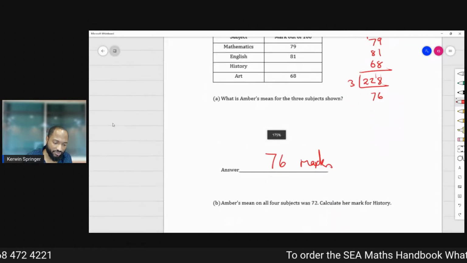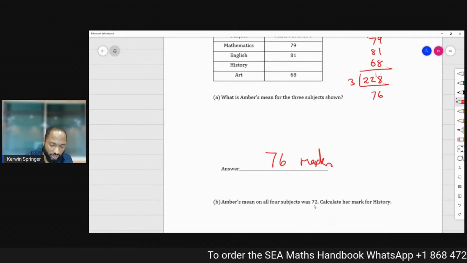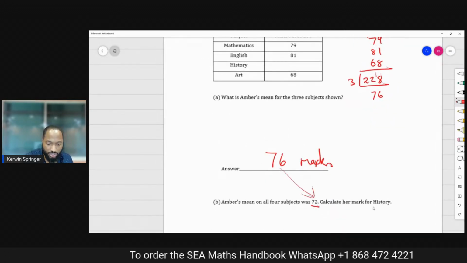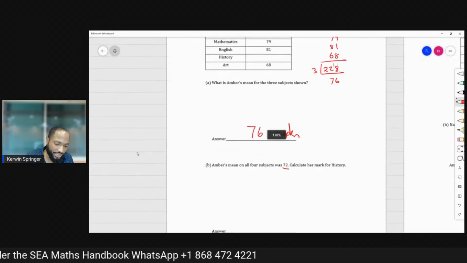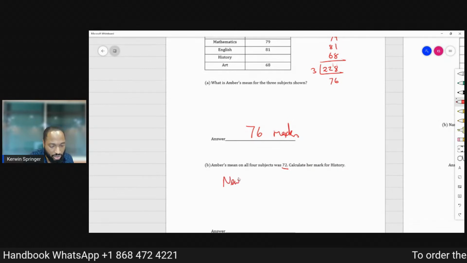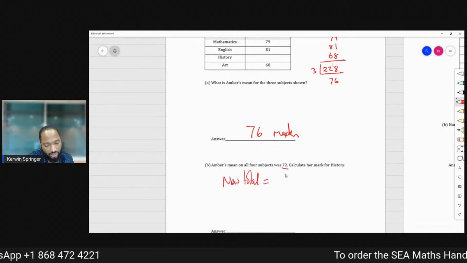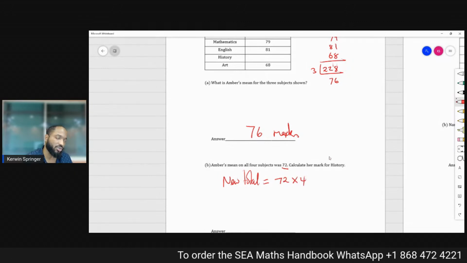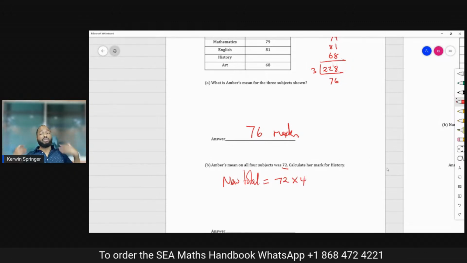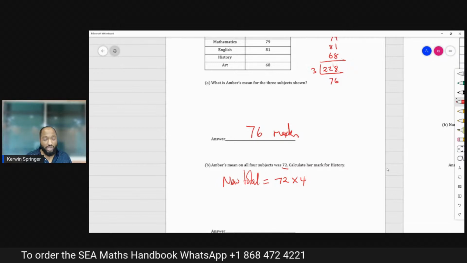And I guess they want to change the mean. Amber's mean on all 4 subjects was 72, so it dropped. Calculate her mark for history. Well, let's get her total and then subtract. So new total after the 4 subjects. You know how to get the total, you multiply the mean by how many subjects there are. So if the mean in 4 subjects was 72, the total will be 72 times 4.